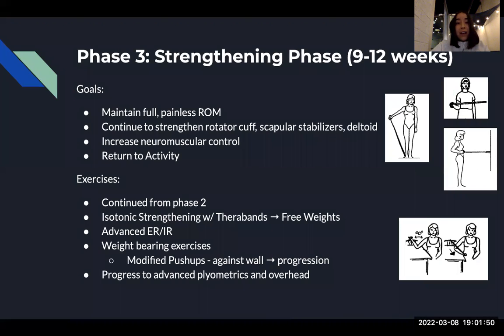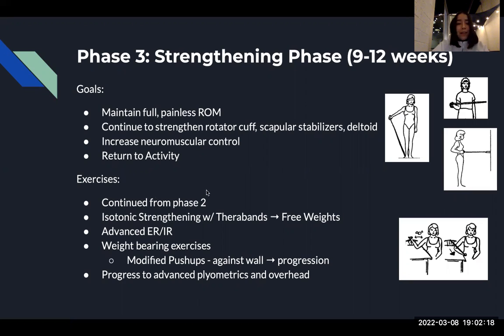And in the final phase, this is the strengthening phase. So you want to maintain full and painless range of motion. Continue to strengthen your rotator cuff, your scapular stabilizers, your deltoid. Increase neuromuscular control and retrain proprioception of your shoulder. That's knowing where a joint is in space. So that way you're able to better stabilize your shoulder. And we want to return you to your activity prior.